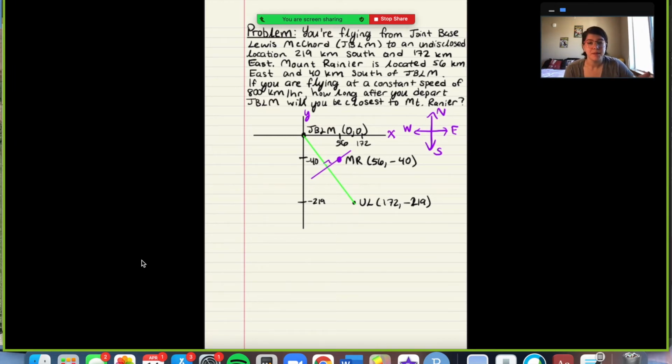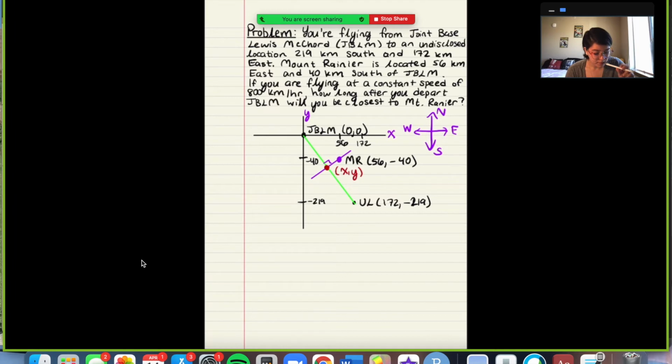Okay, so what we need to do is figure out what this point is, because then we'll be able to figure out how long it'll take us to get to that specific point. So I'm going to make it a different color. Let's do it in red. So we need to figure out what this x, y is.